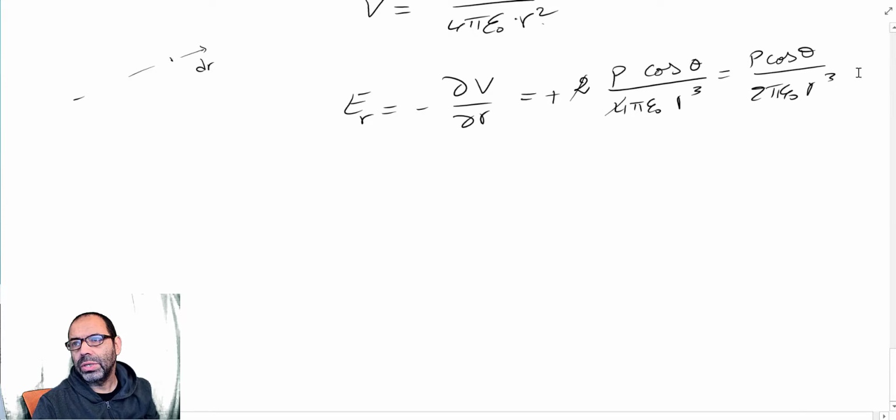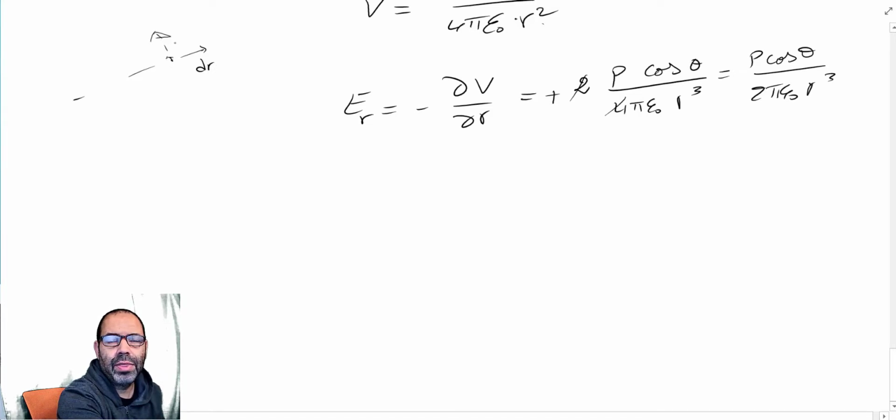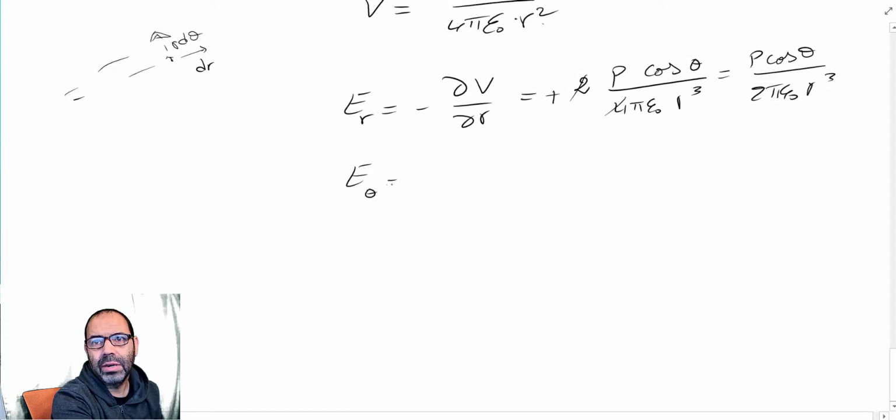This, of course, is not going to work for us if we plug in the value of theta equal to 90 degrees, because there is another component in the theta direction, and that is the one that we're going to find too. And this is actually this distance in here, r d theta. So this derivative in the theta component is going to be minus 1 over r times the derivative of v with respect to theta.